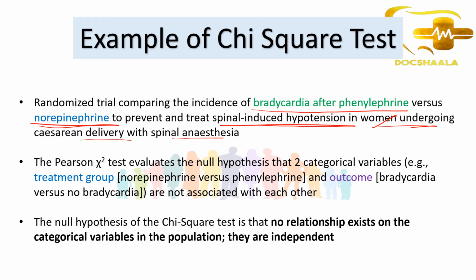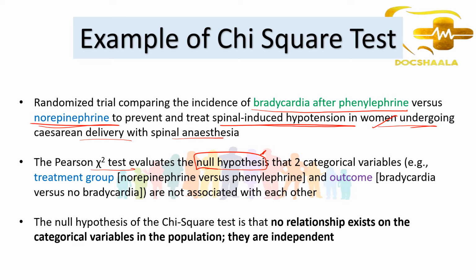So the Pearson chi-square test evaluates the null hypothesis. The null hypothesis is basically whatever we are hypothesizing, whatever we are stating, like I expect this difference to be equal to 0. That is what the null hypothesis is.